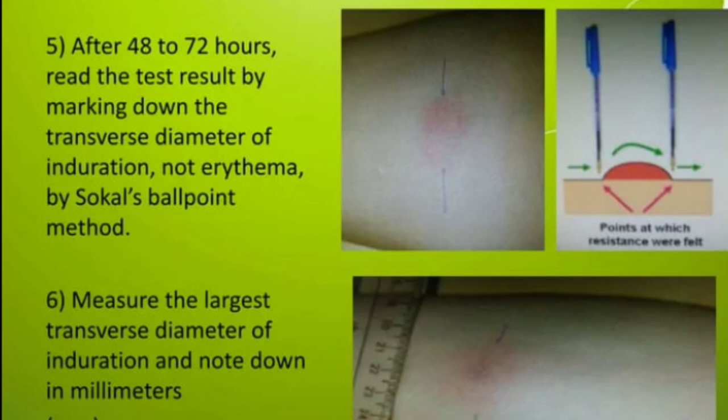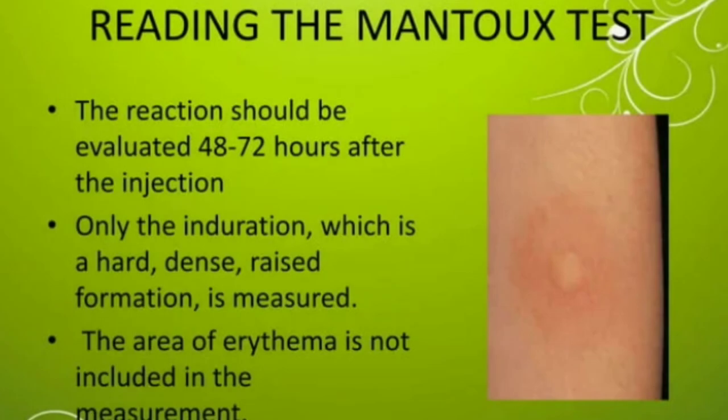After 48 to 72 hours, read the test results by marking down the transverse diameter of induration. Note erythema by the Sokal ballpoint method. Measure the largest transverse diameter of induration and note it down in millimeters.